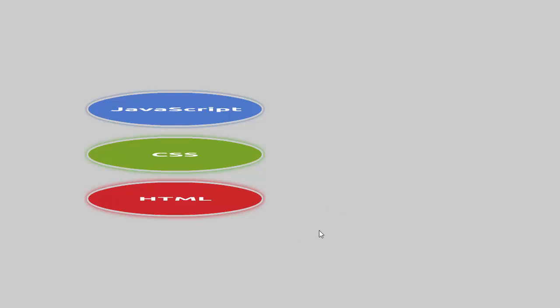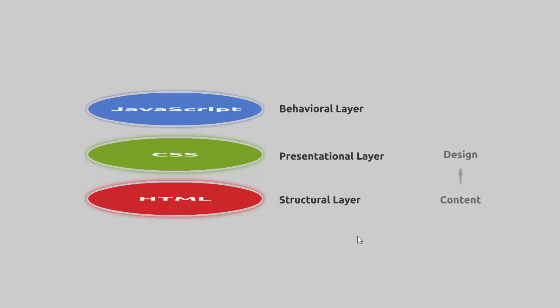They build on each other to create great user experiences. HTML is called the structural layer, CSS the presentational layer, and JavaScript the behavioral layer. HTML provides the content, CSS the design, and JavaScript enables rich and dynamic experiences. Together, the layers build upon themselves to deliver increasingly rich, usable, and meaningful content. Let's look at each technology in a little more detail.